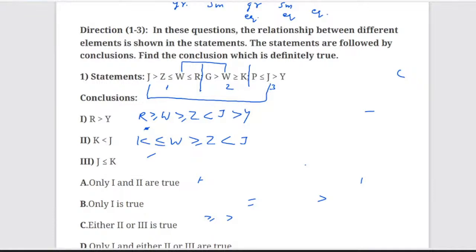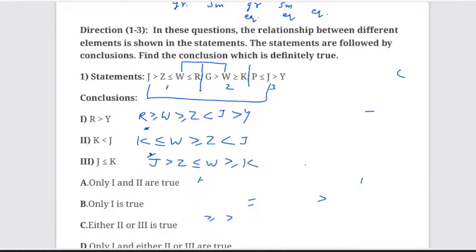Third one starts with J and goes to K. The similar one, just like the second and third, the two elements are same. So already we have found the relation. So I'll just write it down from the top. J is greater than Z, less than equal to W, greater than equal to K.